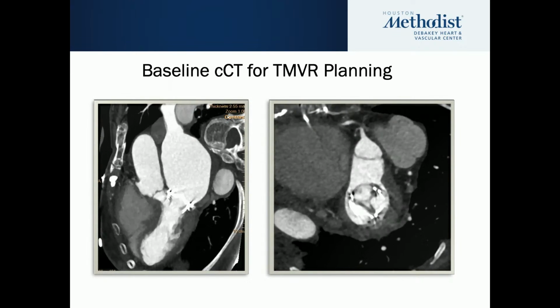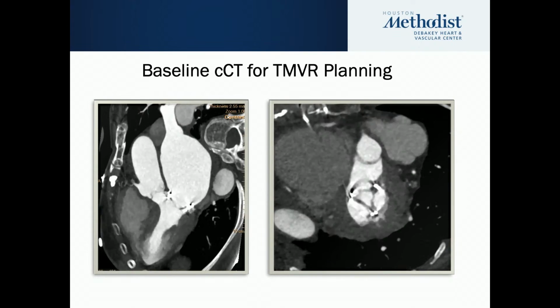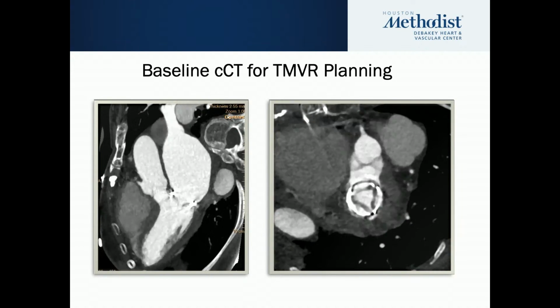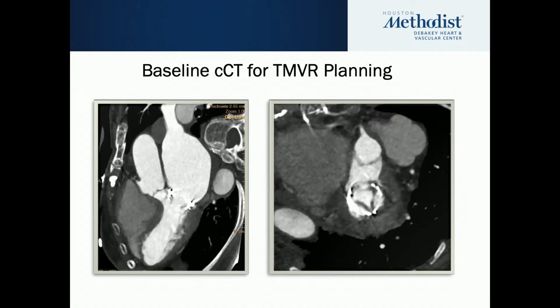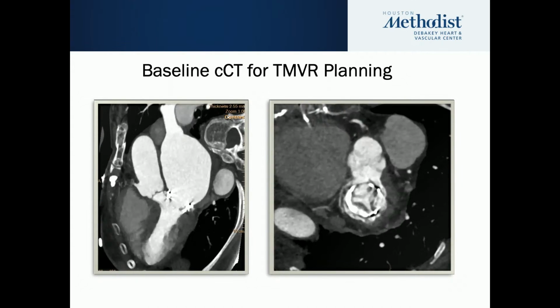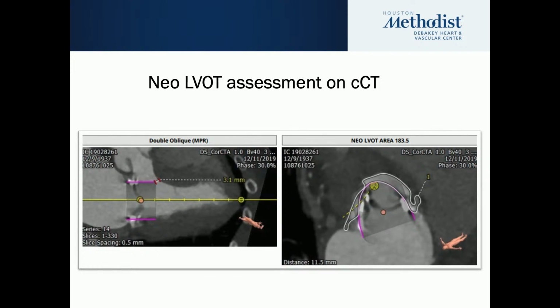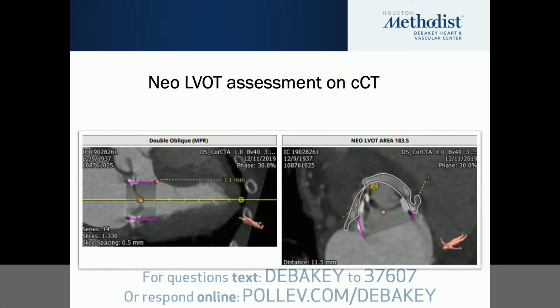And on the right hand panel we see a CT cut at the base of the heart at the level of the tip of the prosthetic leaflets, showing restricted motion, suggestive of stenosis. And this was the CT assessment of the neo-LVOT with a virtual heart valve in place.